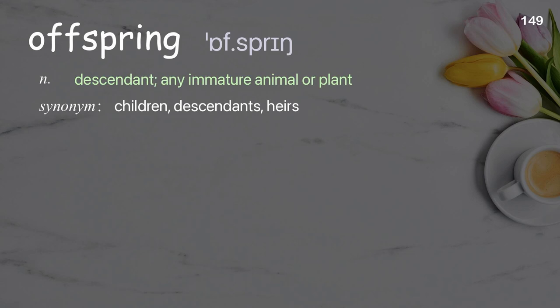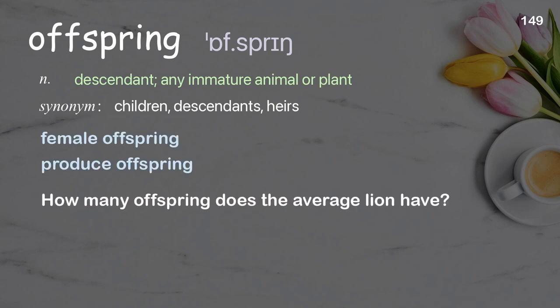Offspring: descendant, any immature animal or plant. Examples: Female offspring. Produce offspring. How many offspring does the average lion have?